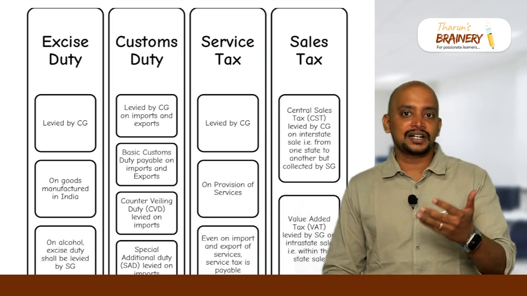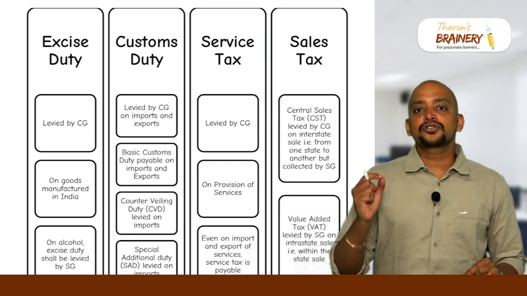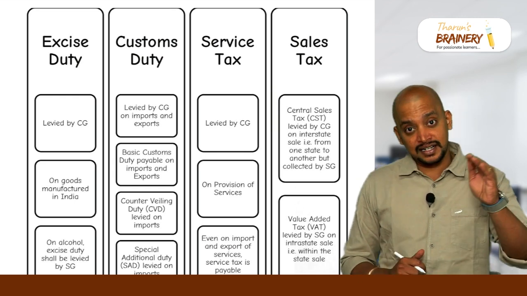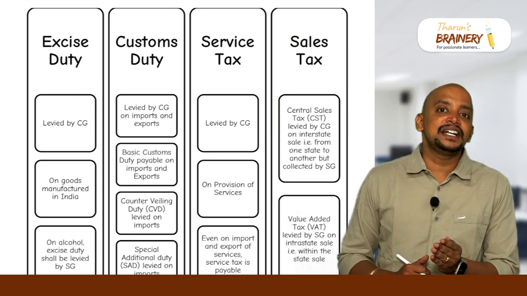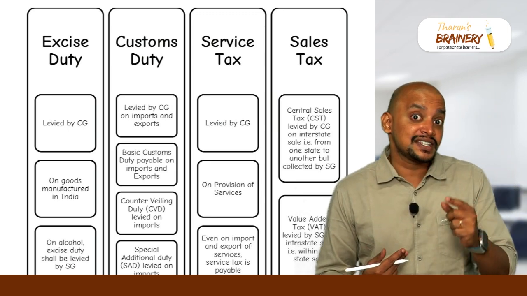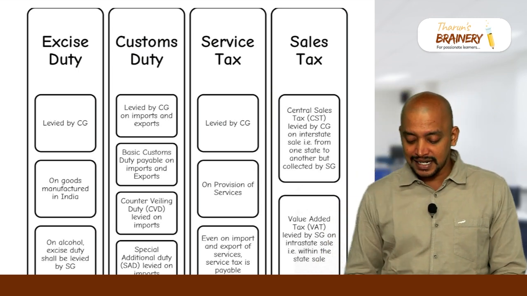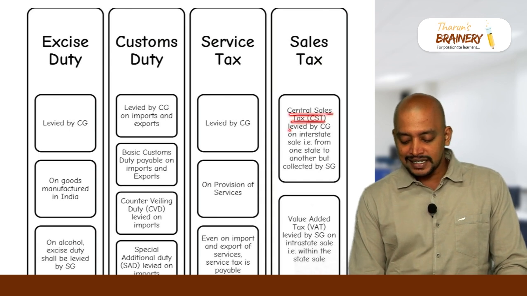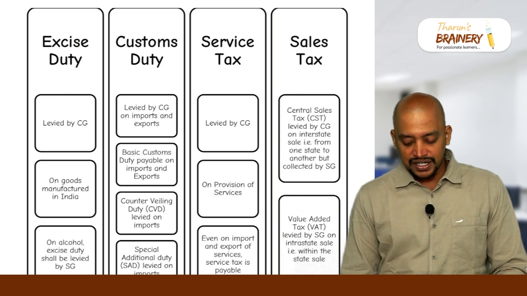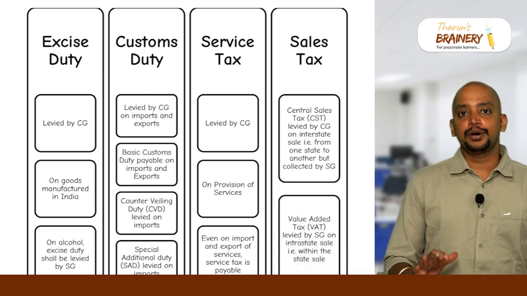In these, central sales tax has a peculiarity. Central sales tax was levied by the central government but collected and retained by the state government. So the power to levy the tax was with the central government, which one? Central sales tax. But ultimately it will be collected and retained by whom? By the state government. You can see that central sales tax is levied by the central government on interstate sale, that is from one state to another, but collected by the state government. Okay. So that is about central sales tax.